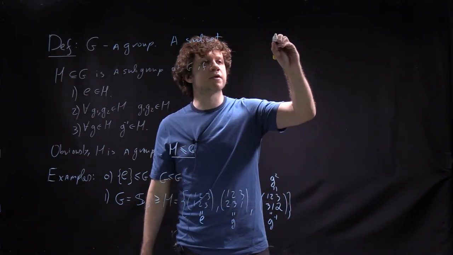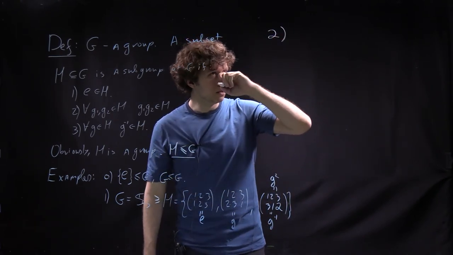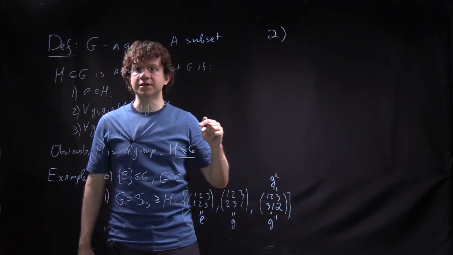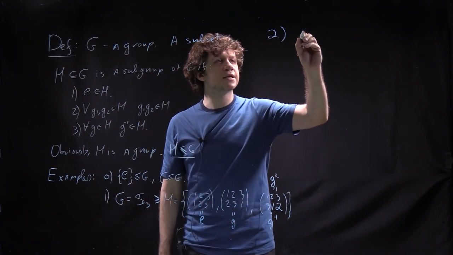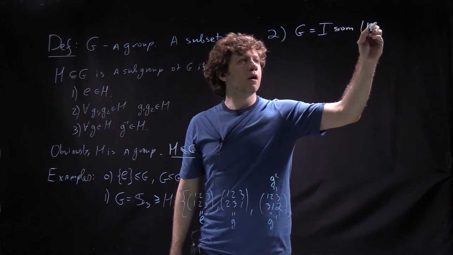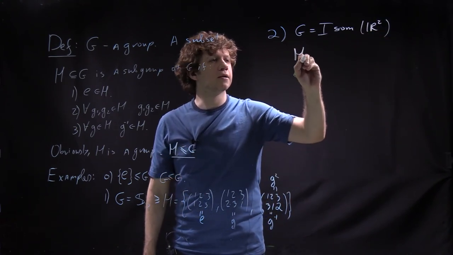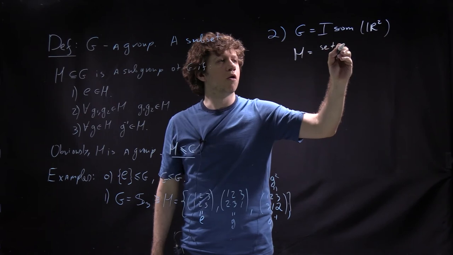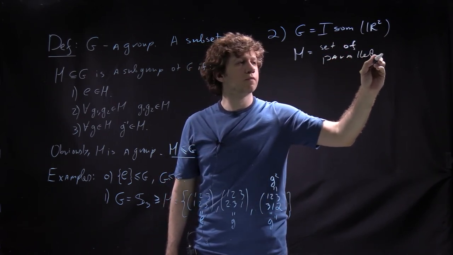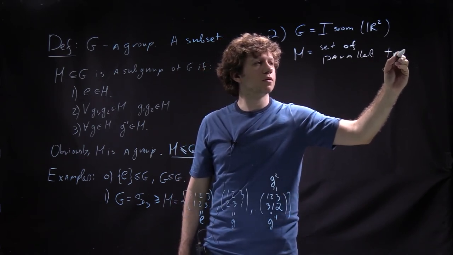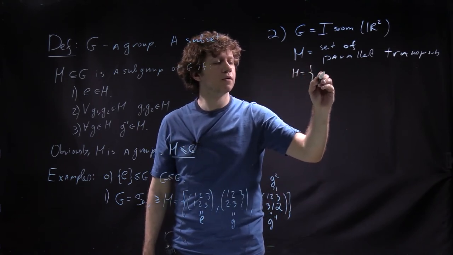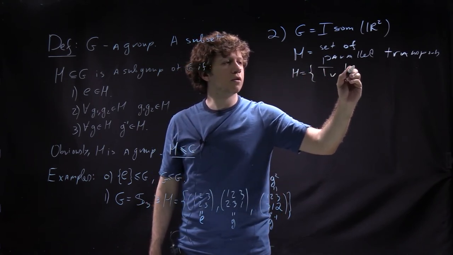And then there are some examples coming from our discussion. So 2 is, we can take, for instance, G as a group of isometries. And as H, we can take a set of parallel transports. So H consists of T_v for v a vector.